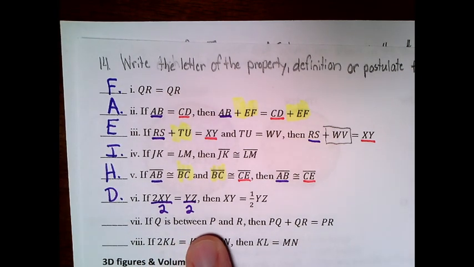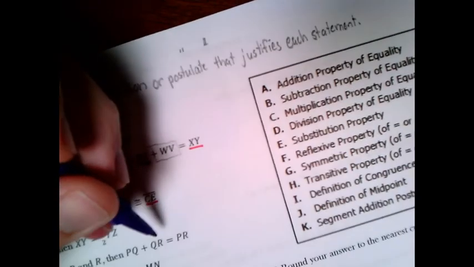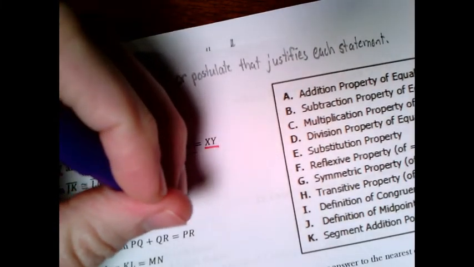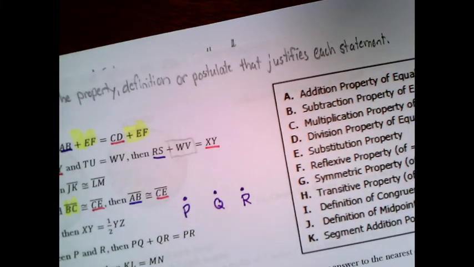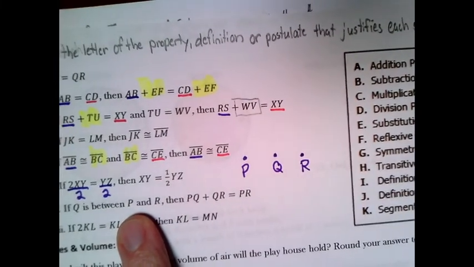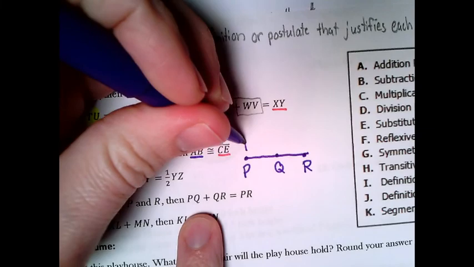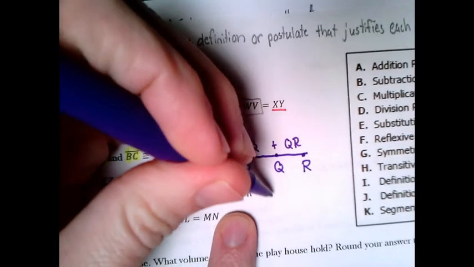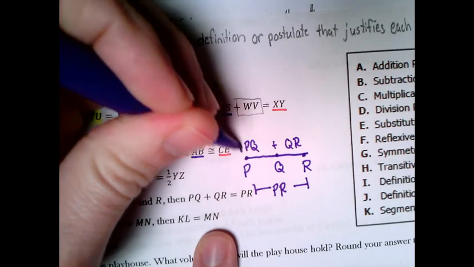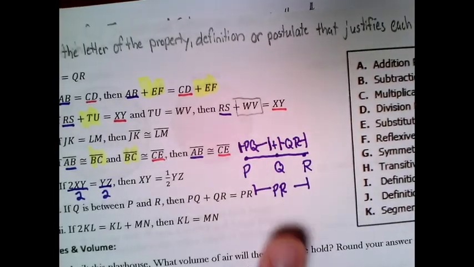Q is between P and R, then PQ plus QR equals PR. Well, if I just draw a quick picture, I've got point P, I've got point R. I put point Q between it because that's what they tell me. See, it says Q is between P and R. Then PQ plus QR equals PR. So that's little part plus little part equals big part. Segment addition, letter K.